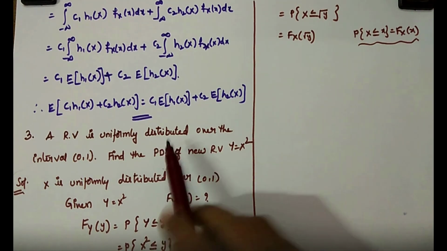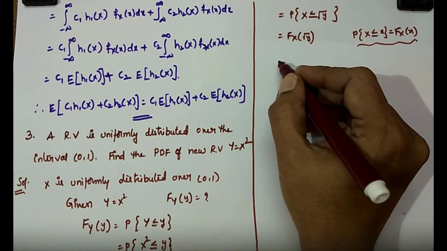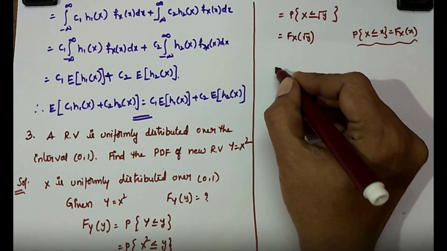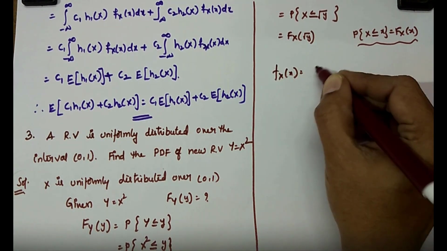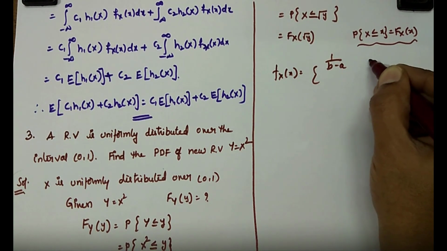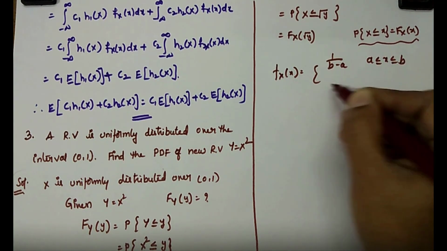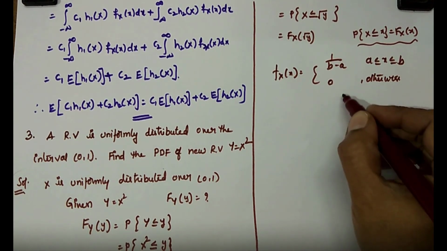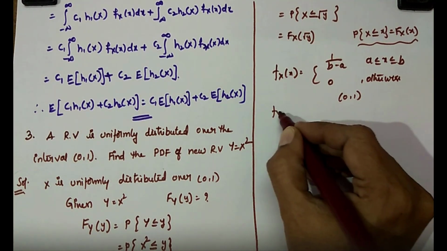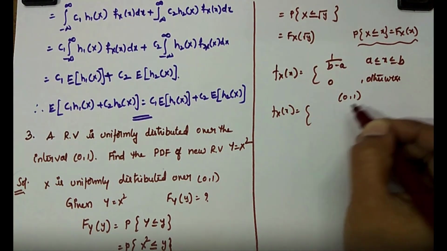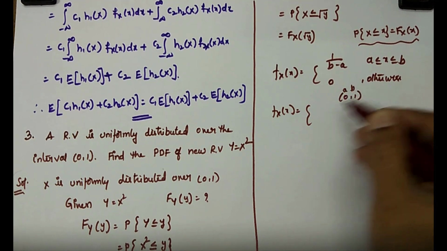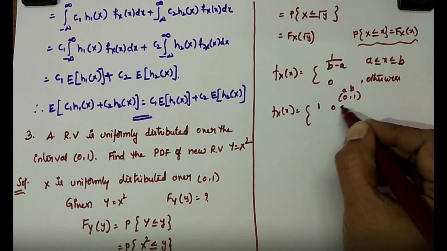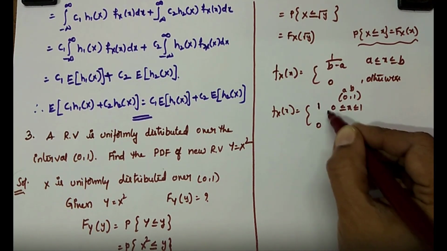The random variable is uniformly distributed. Okay. So what is the density function of a uniformly distributed random variable? Fx of x is equal to 1 by b minus a between the limits and 0 otherwise. But for us, what are the limits? The limits are 0 and 1. So what is fx of x? Here a is 0, b is 1. So it is 1 for 0 less than or equal to x less than or equal to 1 and 0 otherwise.